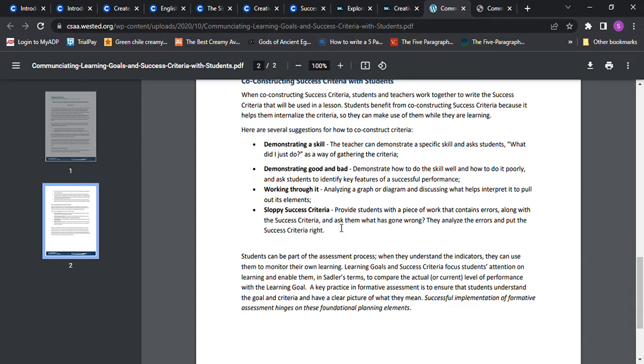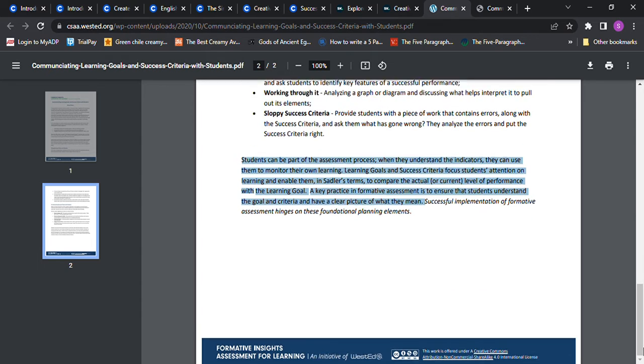Okay. This right here, this is the part that I wanted to read. Students can be part of the assessment process when they understand the indicators. They can use them to monitor their own learning. Learning goals and success criteria focus students' attention on learning and enable them to compare the actual or current level of performance with the learning goal. So when they see the objective, they understand what the objective is and they can focus on that. I just like the way they worded it.